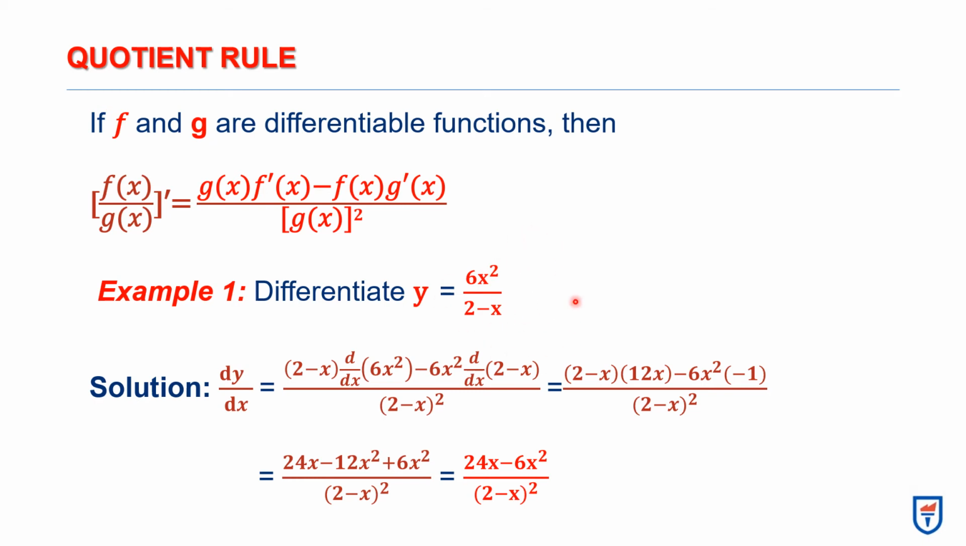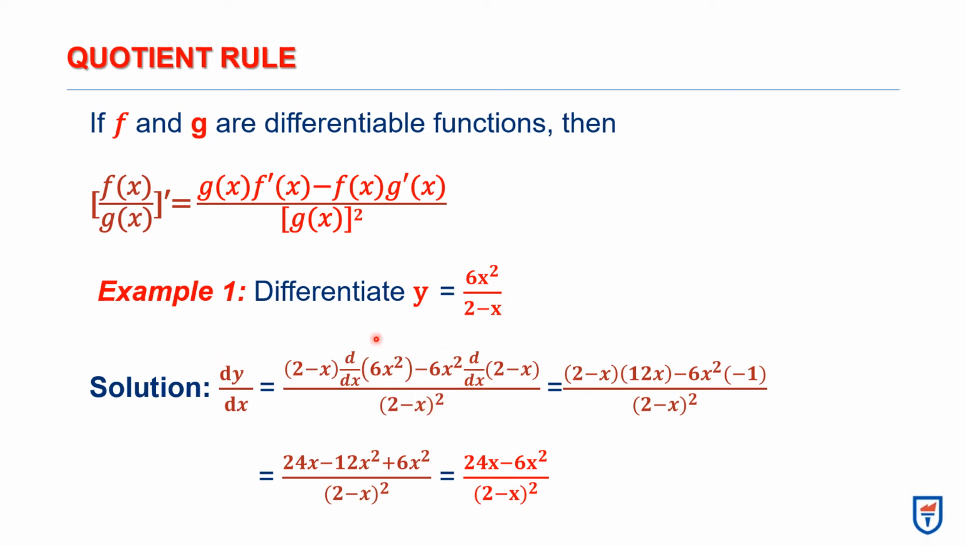So then we substitute this into our quotient rule formula for differentiation. Now when we find our dy/dx, we say dy/dx is equal to our first function, g(x), which is 2 minus x, the denominator, times the derivative of our numerator, d/dx of 6x squared. Then we say minus our function f(x), the numerator, which is 6x squared, times d/dx of g(x), which is 2 minus x, divided by g(x) to the power 2, which is (2 minus x) to the power 2.